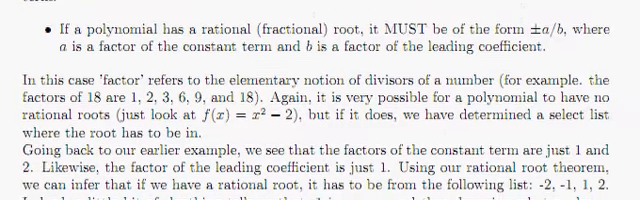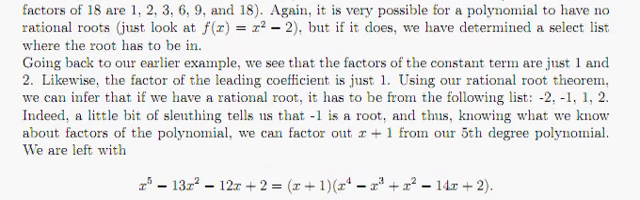So going back to that earlier example where we had x to the 5th minus 13x squared plus 12x plus 2, we can work in the same vein. We can see that the factors of the constant term are just 1 and 2, and in this case the leading coefficient is just 1. So in terms of possible rational zeros, we only have 4 possibilities: minus 2, minus 1, positive 1, and positive 2.